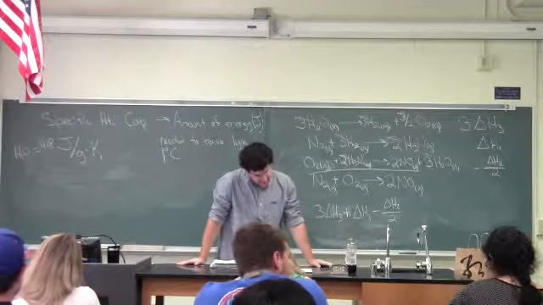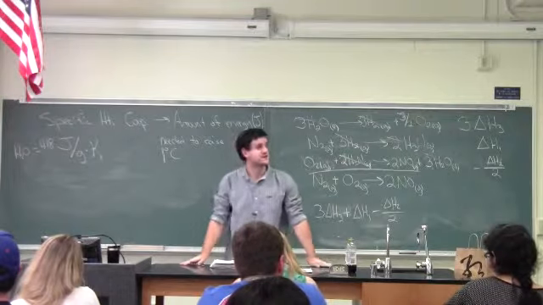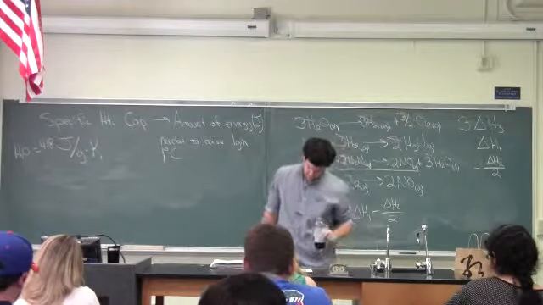Any other thoughts of properties of aluminum and iron which make them good things for cookware?